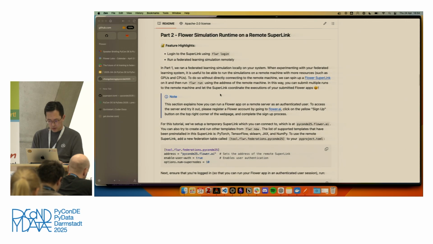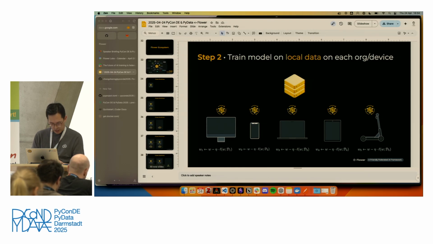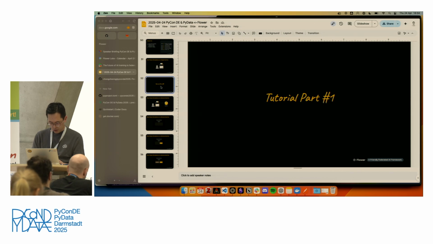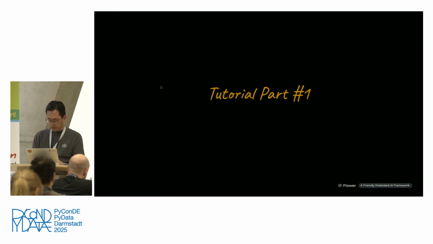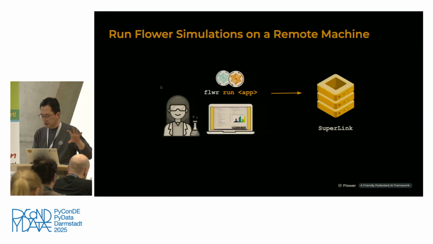Part 2 is about running the simulation runtime on a remote SuperLink. Before I dive into that, I have just one slide to show. So that's part 1. Part 2 is about running simulations on a remote machine, right? You had your local environment installed on your machine, and then you do flwr run. But sometimes you don't have access to full resources. I need CUDA, I need to run massive simulations, I need maybe a large data set just to experiment with. So what you can do is host what we call a SuperLink.